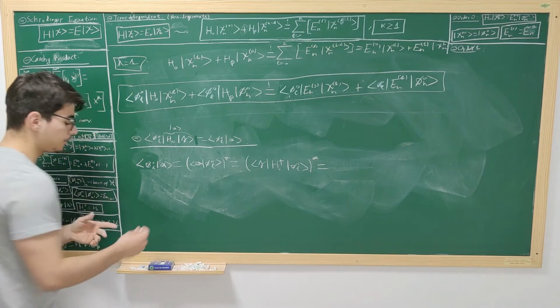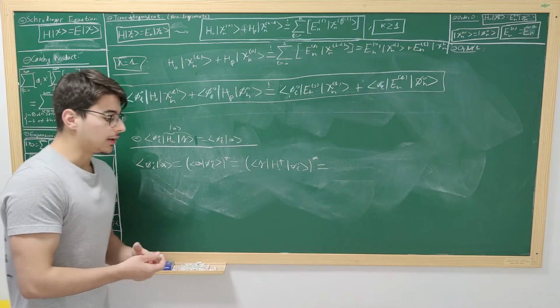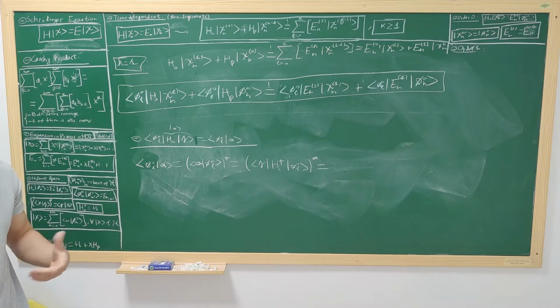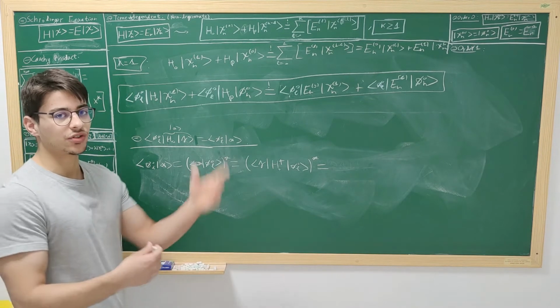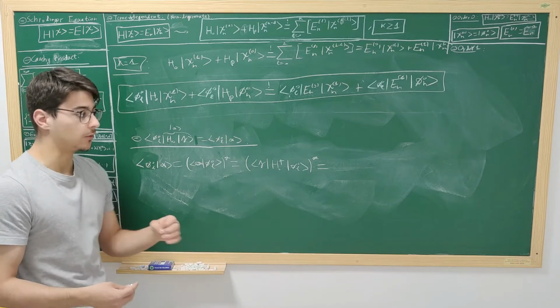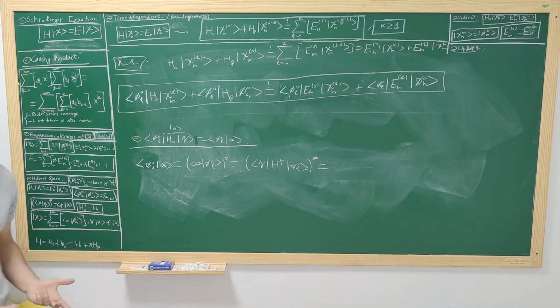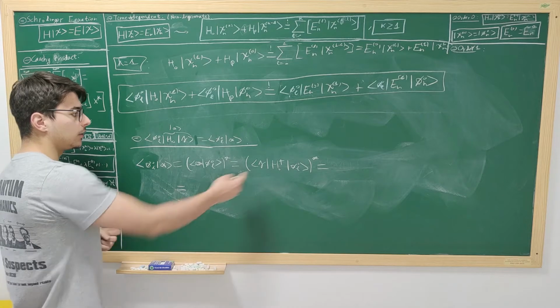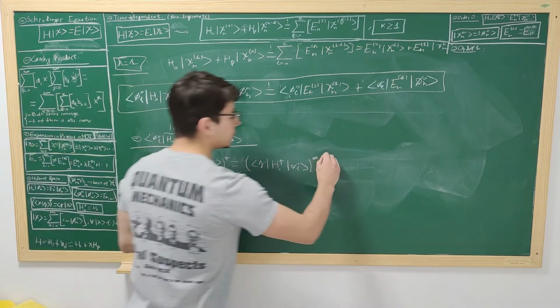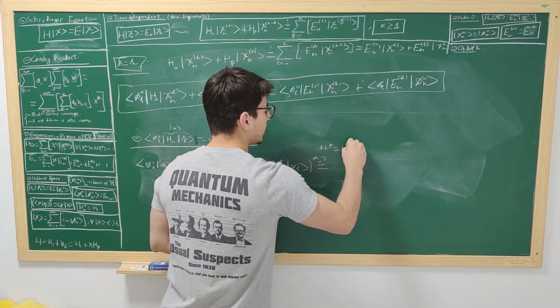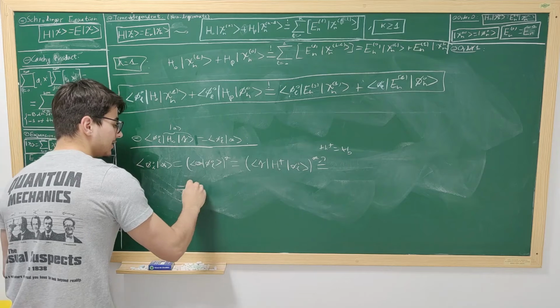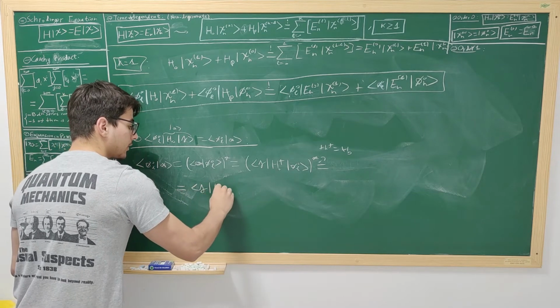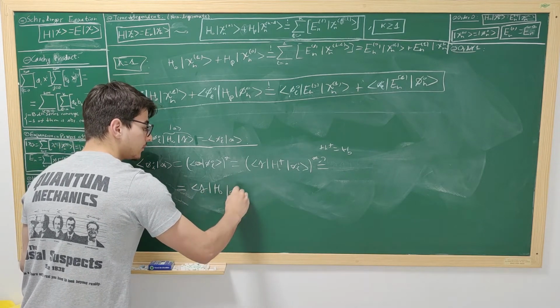And just for context, a dagger is the adjoint of an operator, and if it is expressed in matrix form, it's just the complex conjugate and the transpose of the matrix representing the operator. So if H0 dagger is equal to H0, we can just rewrite this as the bra of gamma, H0, the ket L.